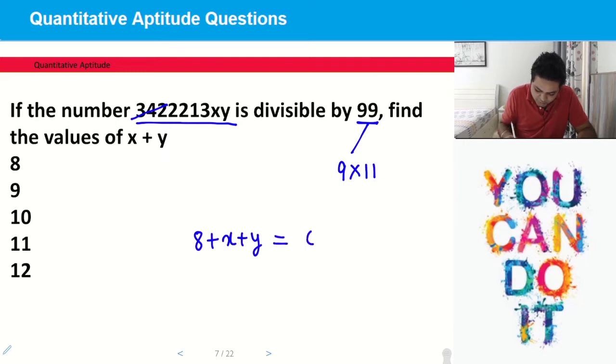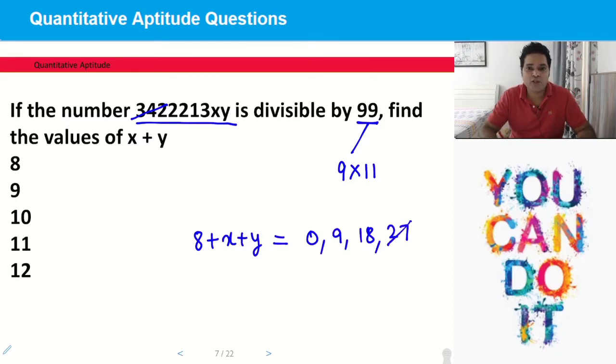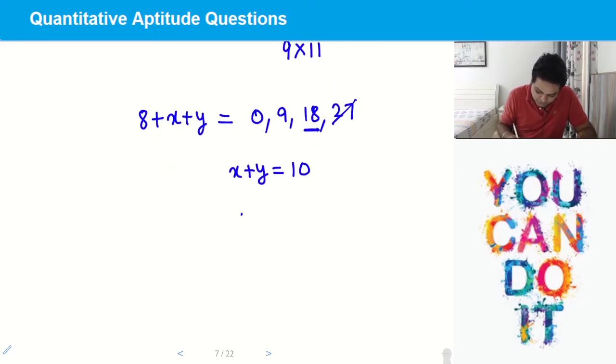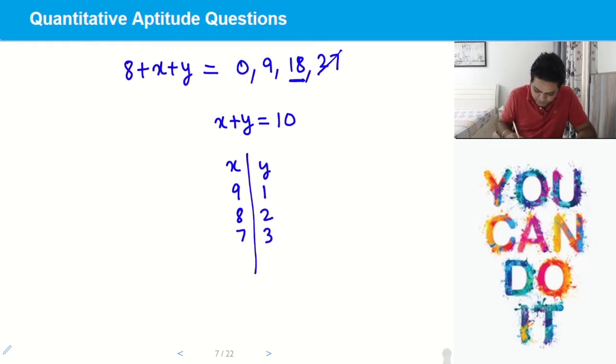It should be either equal to 0 or 9 or 18 or 27. Now it can't have 27 because 27 is possible only if we have 3 9s. Since one number is only 8, we can't have 27. Now we can take value 18. So if 8 plus x plus y is 18, that gives us x plus y equals 10. Now what all values it can take? So let's create a table. 9 and 1, 8 and 2, 7 and 3, and 6.